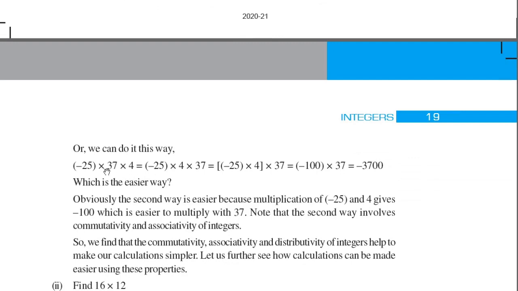So you can say that we can do this in this way. Minus 25 into 37 into 4 is equal to minus 25 into 4 into 37. So you can multiply these two terms because it is easier to multiply 25 into 4. That will become minus 100. So you can easily multiply minus 100 into 37. That will become minus 3700. So which is the easier way? Obviously the second way is easier because multiplication of minus 25 into 4 gives minus 100, which is easier to multiply with 37. Note that the second way involves commutativity and associativity of integers.